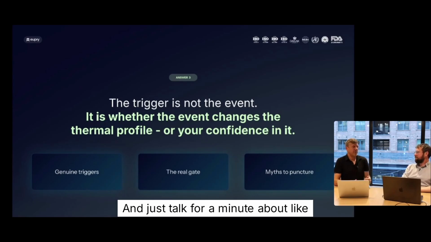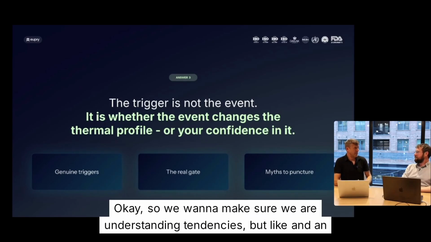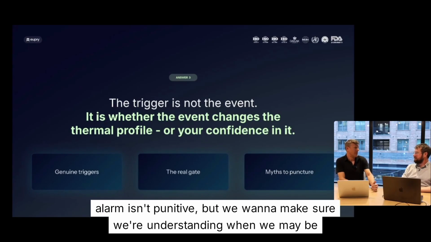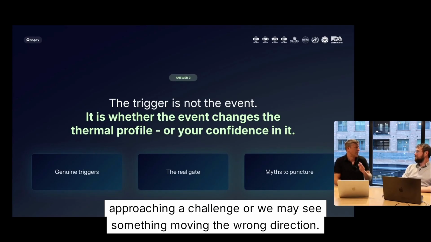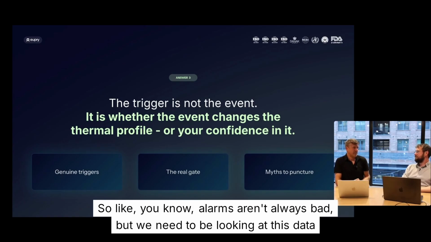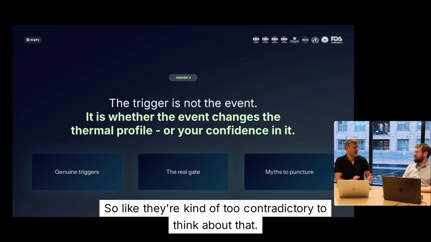Just talk for a minute about this: we want to make sure we are understanding tendencies, and an alarm isn't punitive, but we want to understand when we may be approaching a challenge or may see something moving in the wrong direction. So alarms aren't always bad, but we need to be looking at this data outside of alarms. They're kind of two contradictory ways to think about that.